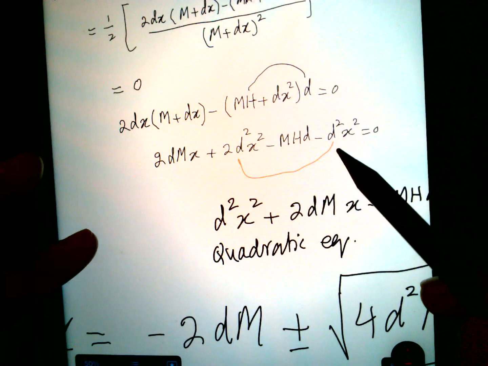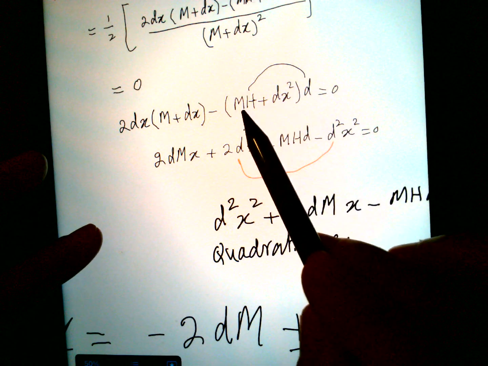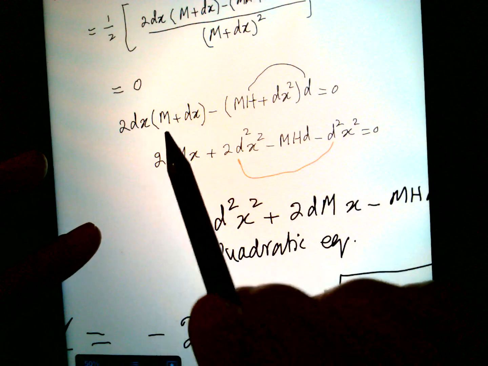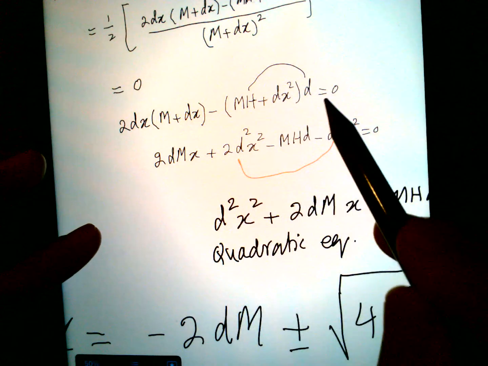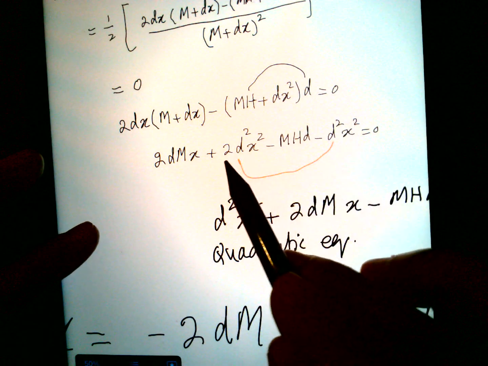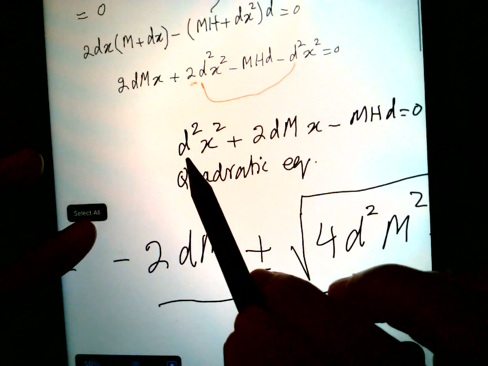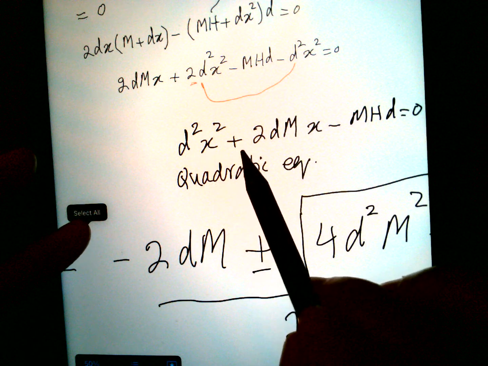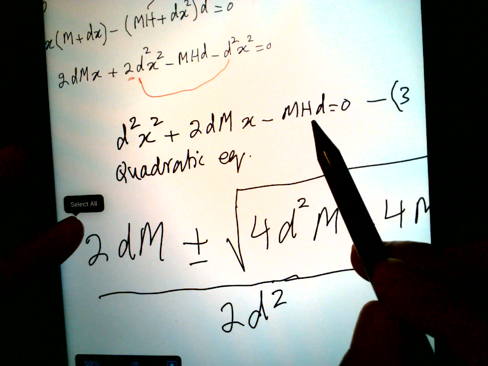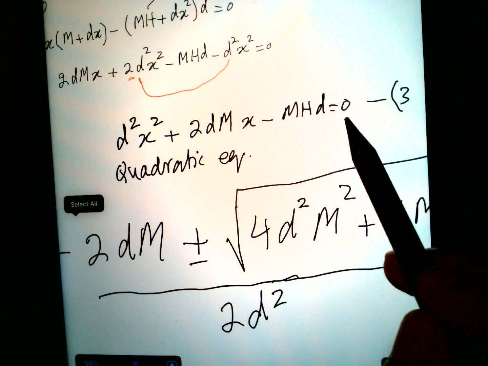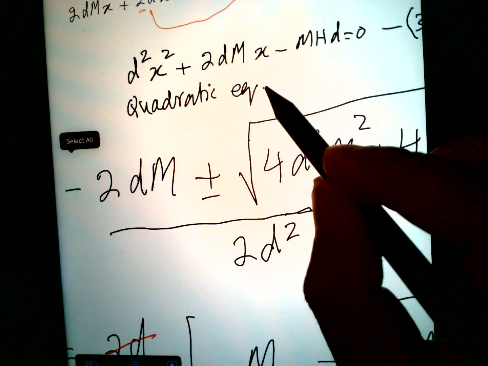Simplify this with respect to the variable x squared. So we have 2 and minus 1, and that will be equal to d squared x squared plus 2dMx minus MHd is equal to 0. Equation number 3. This is a quadratic equation in the variable x.